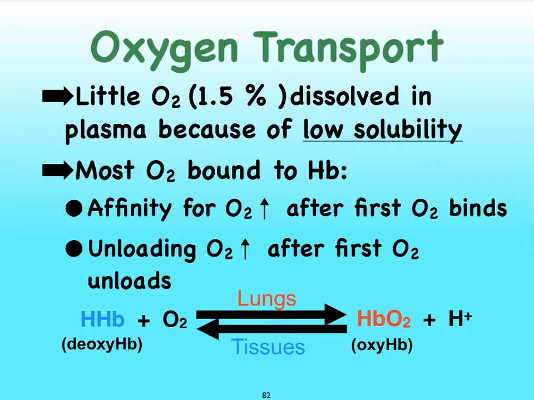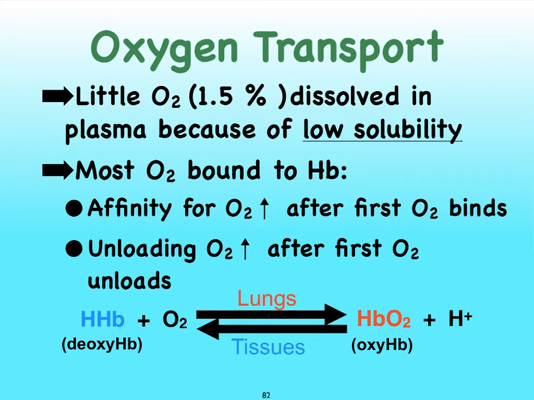And similar principle for the unloading of oxygen. The first oxygen is hard to unload, but then the next oxygen molecules come off a lot easier. Remember your reaction 2, which says that hemoglobin with a hydrogen attached to it, referred to as deoxyhemoglobin, will bind oxygen in the lungs, of course, to form oxyhemoglobin. And that results in the release of a hydrogen ion.